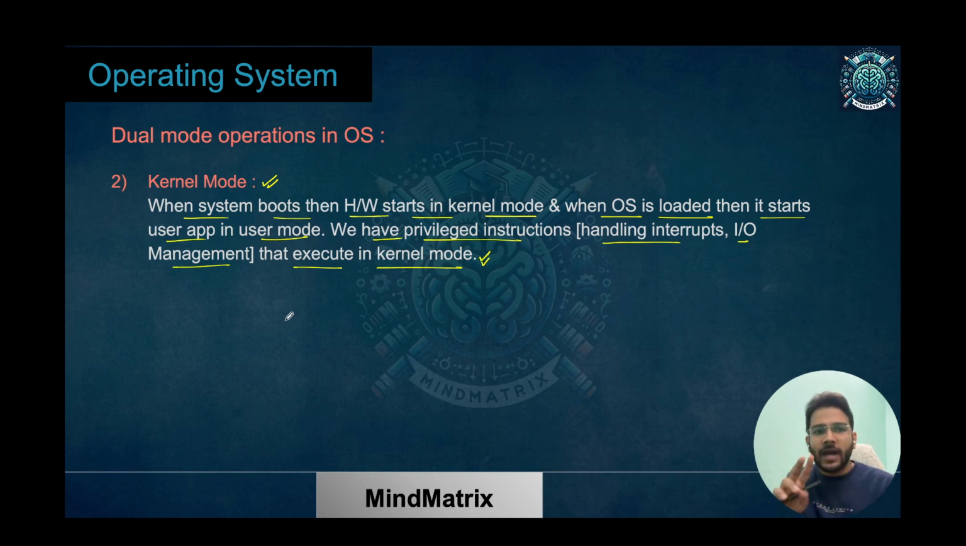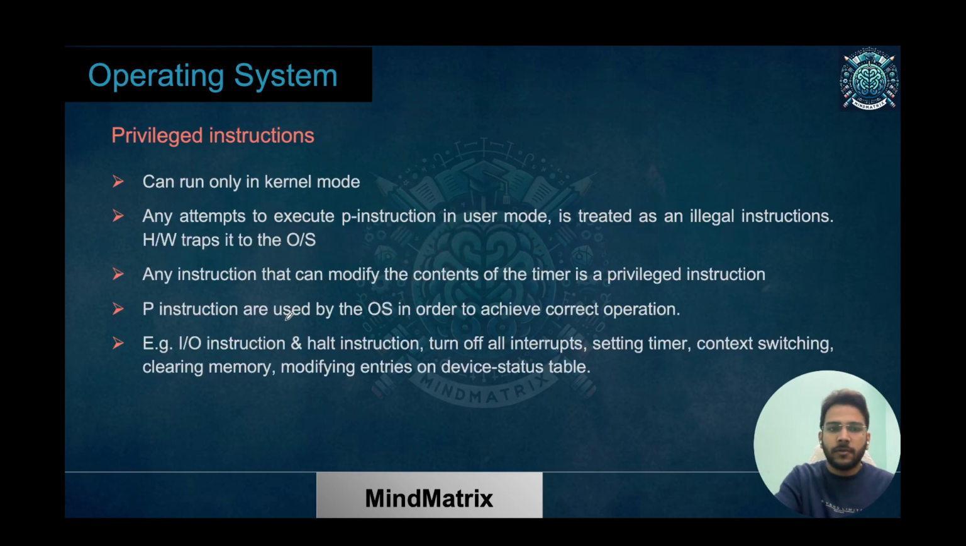Clear? So as of now we have studied two modes of operation in an operating system. One is user mode, the other one is kernel mode. Now we are going to talk about two types of instructions. One is privileged instructions and the other one is non-privileged instructions. So what are privileged instructions? Let's see here. A privileged instruction can run only in the kernel mode. Clear? You cannot run privileged instructions in the user mode because operating system intervention is required. We need service from the operating system. Any attempt to execute a privileged instruction in user mode is treated as an illegal instruction.